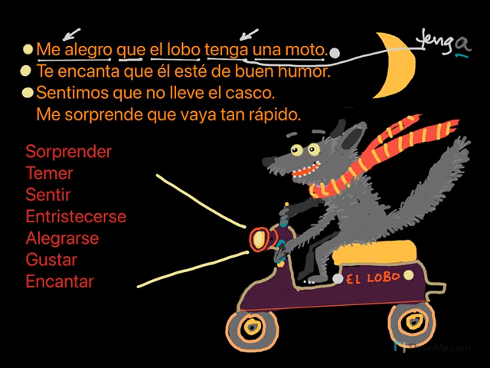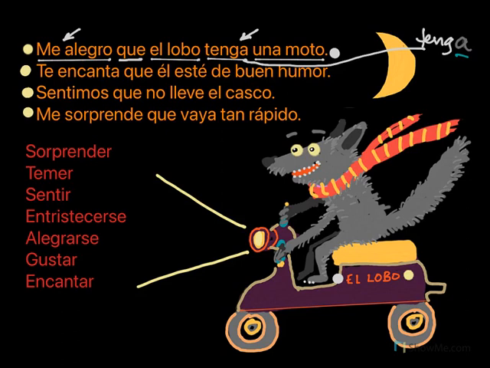Next one, sentimos que no lleve el casco. The wolf is silly, is not wearing a helmet. So you say, we are sorry, we, one person, que no lleve, that he doesn't wear a helmet. So we are sorry, he is not wearing a helmet. The emphasis is on our emotion. Two different subjects, check. Que, check. Trigger, check. So we have it.